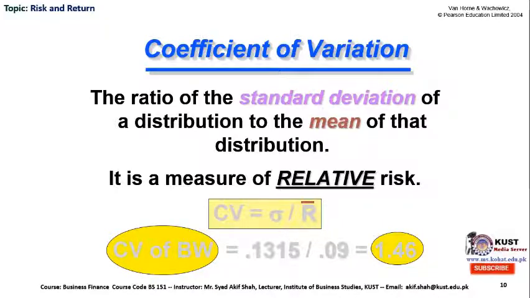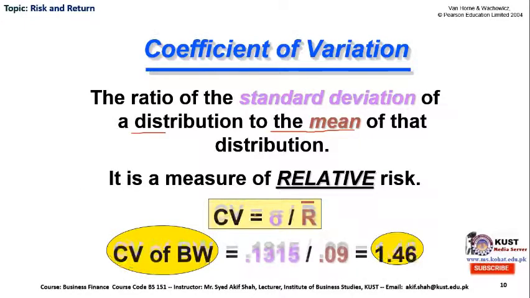Now let us discuss the coefficient of variation, which is another measure of calculating the risk factor involved while you are going to invest your money in any investment opportunity, in shares or in any other financial asset. What is the coefficient of variation? Coefficient of variation is a ratio of standard deviation, as we have calculated in our previous example, which was 13.15%. It is a ratio of the standard deviation of a distribution with respect to the mean of that distribution. It means that it is a relative measure of risk.